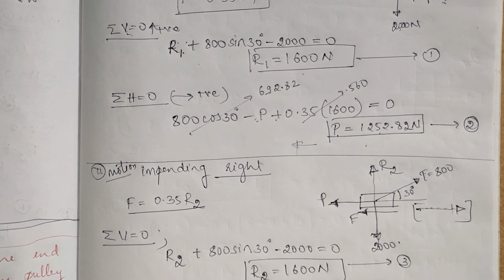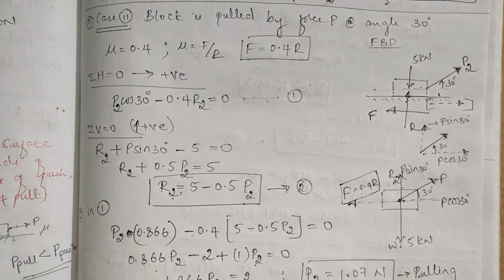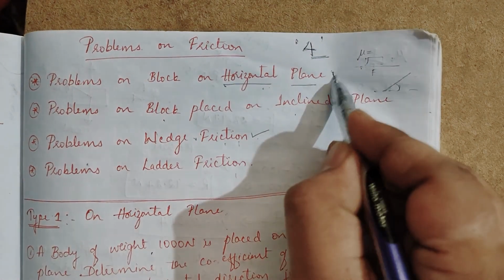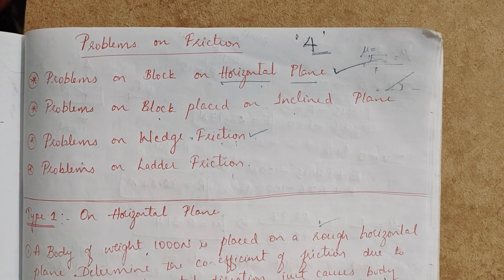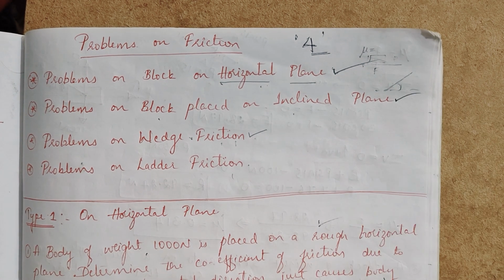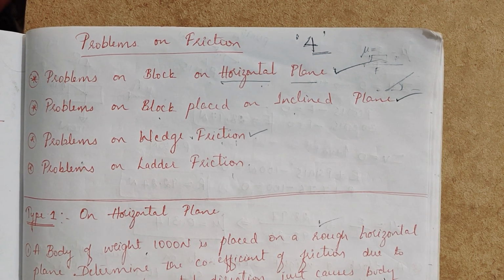So these are the types of problems which will be asked in the examination in this topic, the problems on horizontal plane. So the problems are complete. In the next class we will solve the problems on a block placed on an inclined plane. As this was the first topic, I went slowly, but in the coming topics I'll go faster.